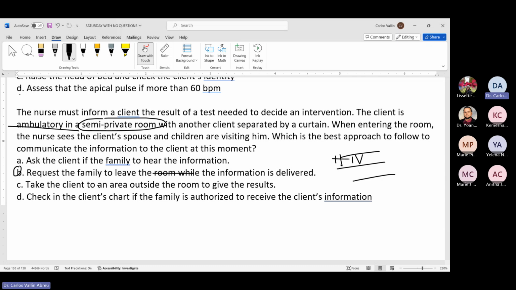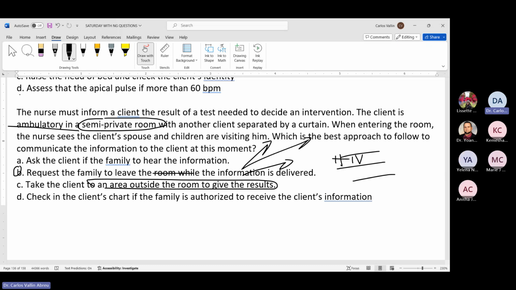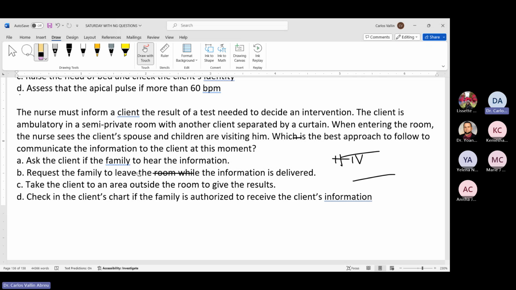Can you accompany me a moment to an area outside the room and talk in private to the client, so neither the family nor the other guy that is hospitalized in the same room is hearing, and then the client decides to give this information to the family or not without any pressure. Don't you think this is better? What do you think, guys?